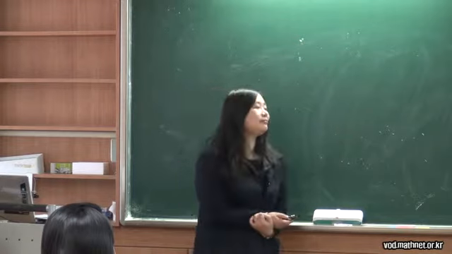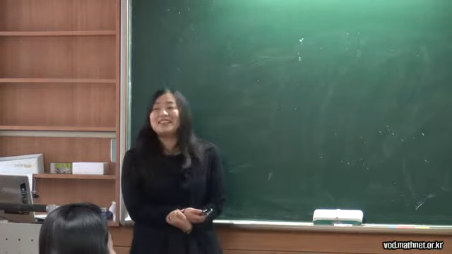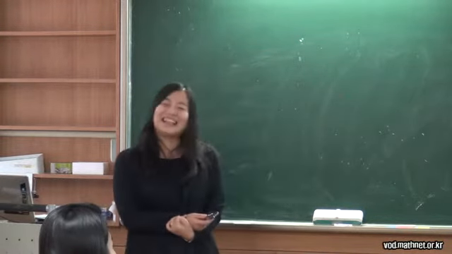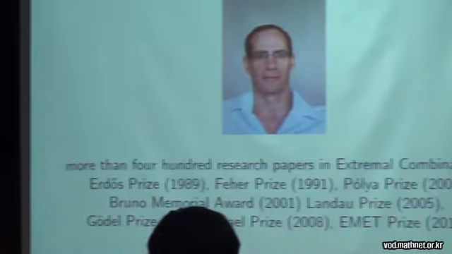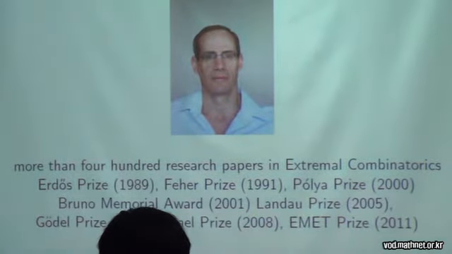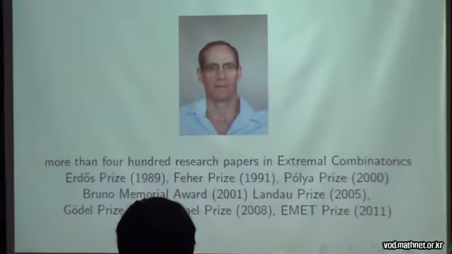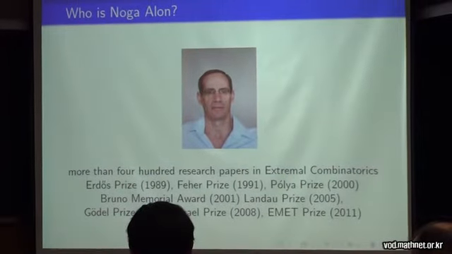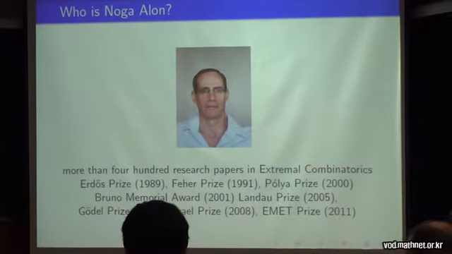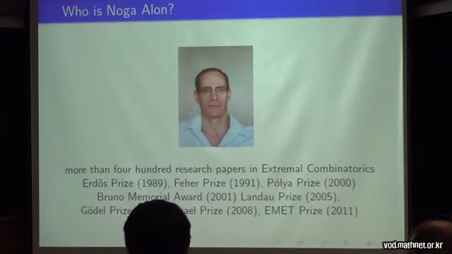So, who is Noga Alon? Yeah, he's one of the famous mathematicians in the combinatorics area. And he has published more than 400 papers in extremal combinatorics. He has also received a lot of prizes, from the Erdős Prize to the Pólya Prize.